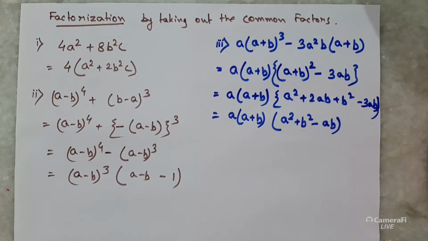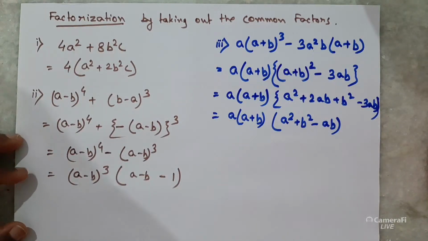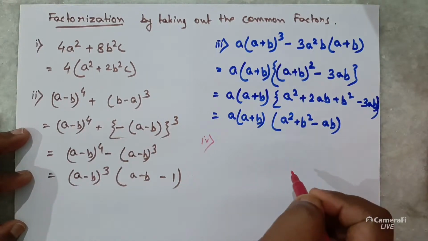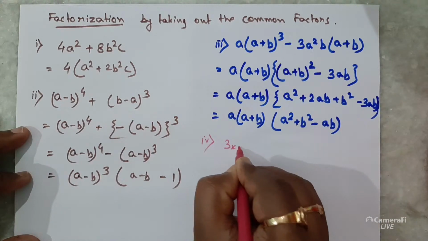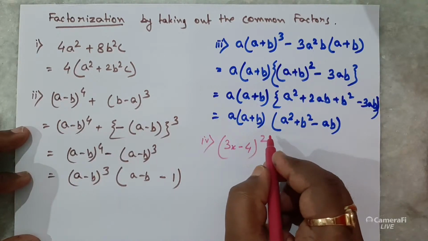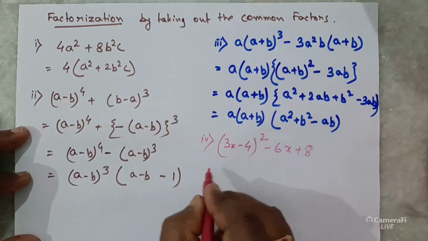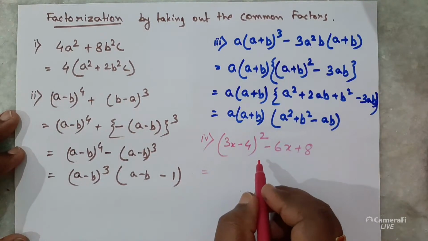then the next factorization we are going to solve, another one in this category, is 3x minus 4 whole square minus 6x plus 8. So 3x minus 4 whole square.